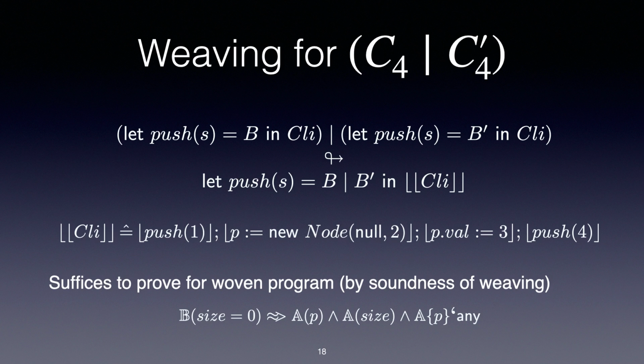So here is what I mean by a synced client. So sync cly would basically mean that every component of cly is synchronized, right? And so it suffices to prove this ultimate result that we want, for the woven program, which is let push s equals b split b dash in cly. It's enough to do that by soundness of weaving. Okay, we have a weaving rule. I don't want to get into that here, but that's all that we need to prove.